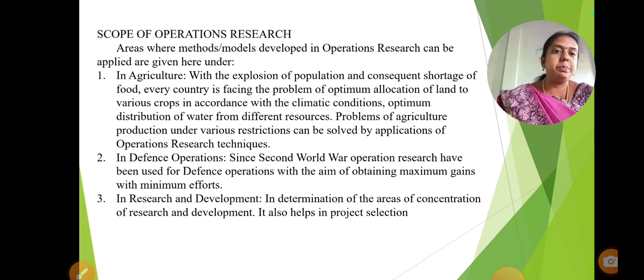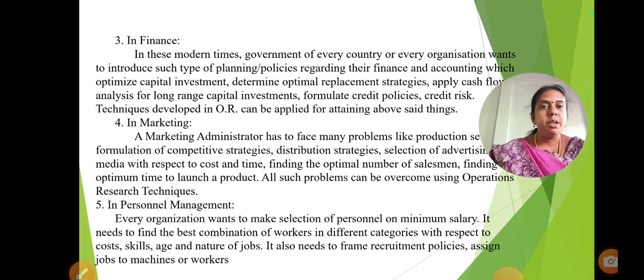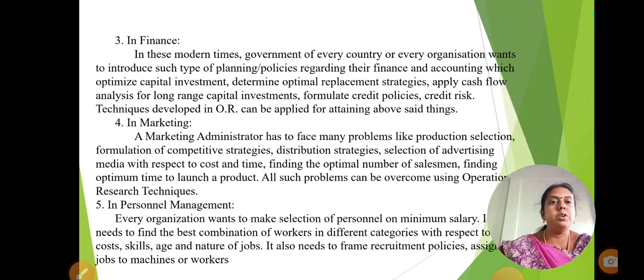In research and development, in determination of the area of concentration of research and development, it also helps in project selection. In finance, in these modern times, the government of every country or every organization wants to introduce planning policies regarding their finance and accounting, which optimize the capital investment, determine the optimal replacement strategies, apply cash flow analysis for long range capital investment, and formulate credit policies and credit risk. Techniques developed in OR can be applied for attaining the above said things.